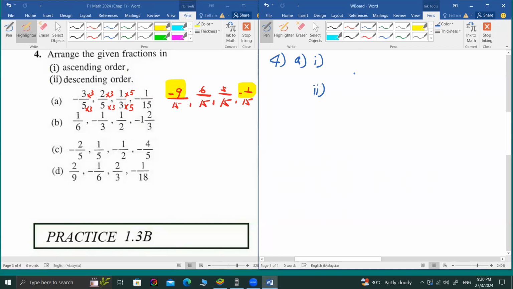Which one smaller? Right, give an answer, which one smaller? 9, right? So, negative 9, is it this one? So you copy negative 3 per 5. Second smaller, this one, right? Negative 1 per 15. After that, 5, right? 5 per 15 means you copy 1 per 3. After that, you get 2 per 5. Got it? Then descending order, just copy from right to left.